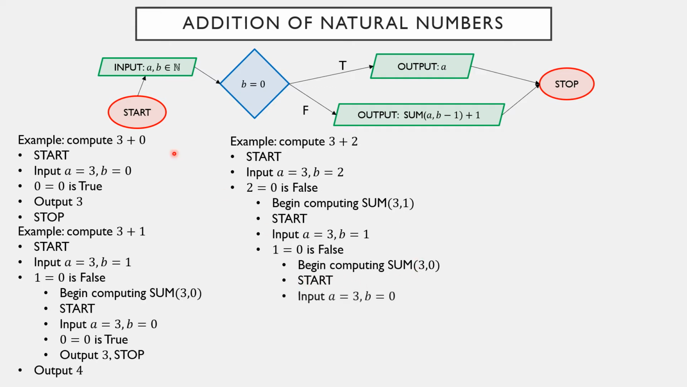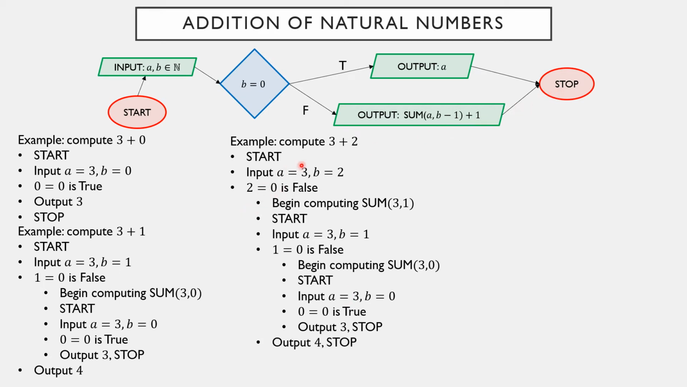Okay, start over. Start. Input a is 3, b is 0. Now b is actually 0. So output 3 and stop this iteration of the algorithm. So here, when we were computing the sum of 3 and 1, we were called to actually compute the sum of 3 and 0, and now we know the answer for that is 3. So add 1 to that, to output 4 and stop.